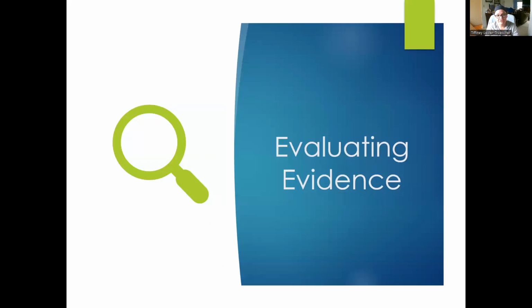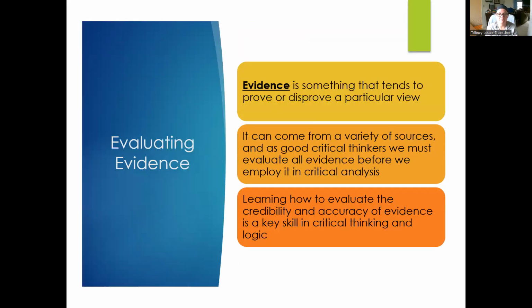So first, we're taking in information to form our opinions, our worldview, our points of view on issues, making choices and decisions in our everyday lives. How do we do that? We collect evidence in some way, and we reason through that evidence. So the first thing we have to think about is how our brains allow us to evaluate evidence, because evidence is something that will either prove or disprove a particular view. It can come from a variety of sources, and especially in our culture today, we are inundated with evidence. Information overload.